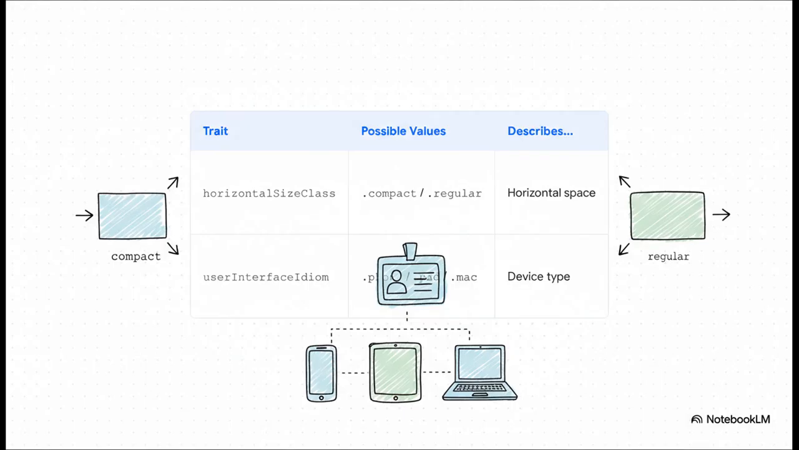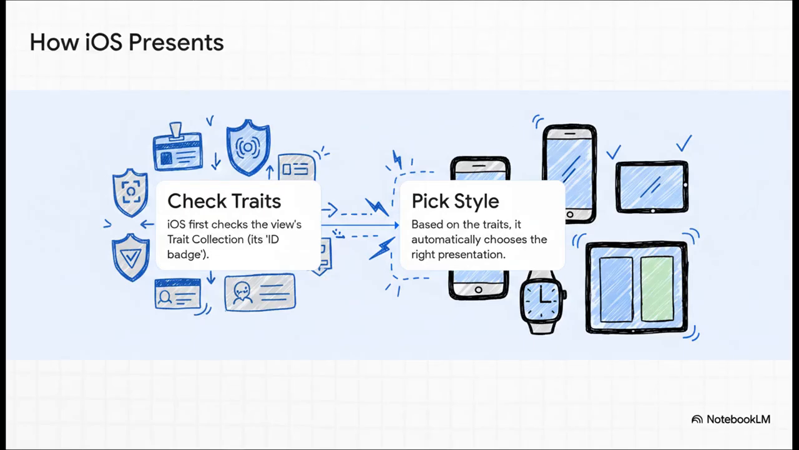So what's actually on this ID badge? Well, two of the most important traits are the horizontal size class and the user interface idiom. The size class tells iOS if there's compact horizontal space, like on an iPhone you're holding vertically, or if there's regular space, like on an iPad. And the idiom is even simpler. It just says, hey, I'm a phone, or I'm a tablet, or maybe even a Mac. So when you tell your app to show a new screen, the whole process is incredibly simple. First, iOS just takes a quick glance at that view's ID badge, its trait collection. And then, based on that information, it automatically picks the most appropriate presentation style. That's it. See how easy that is? No extra work needed from you.